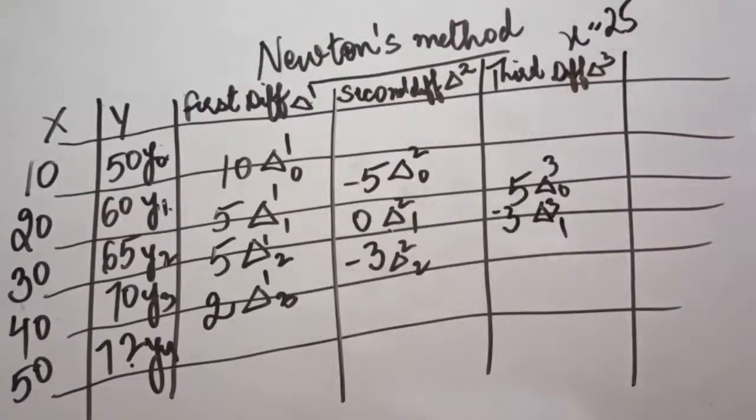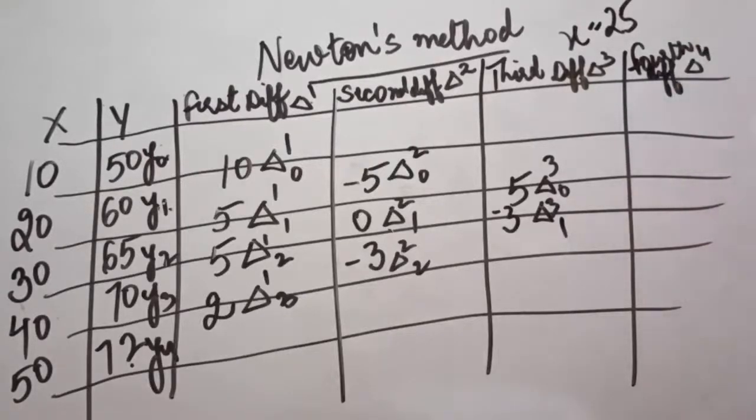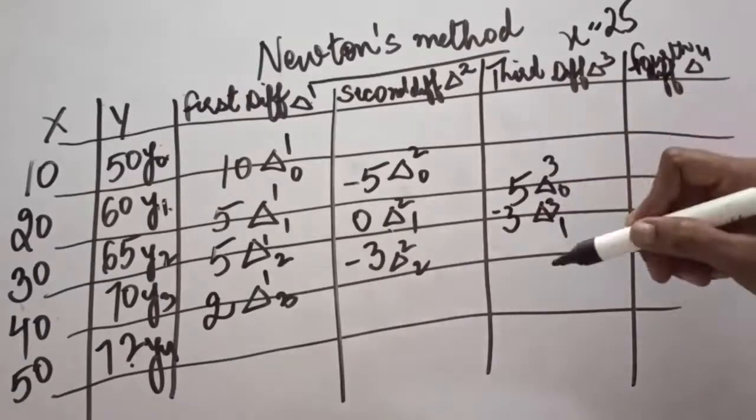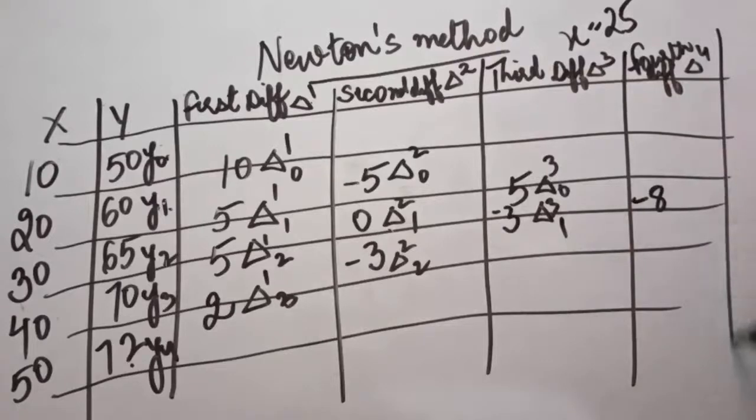Next, we will calculate the fourth difference, which will be named as delta 4. Second minus first: minus 3 minus 5, it will be minus 8. So now we are left with one value. We will name it delta 4 0. We cannot calculate further.